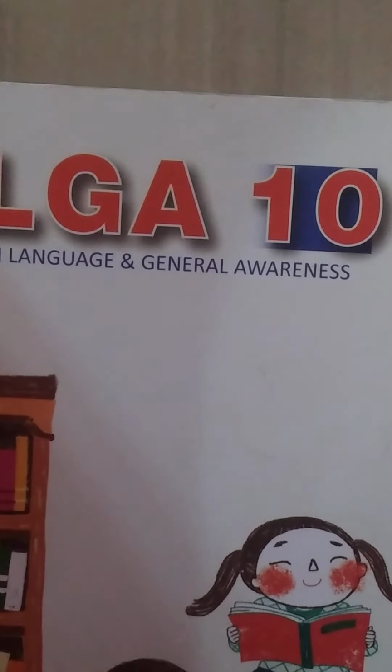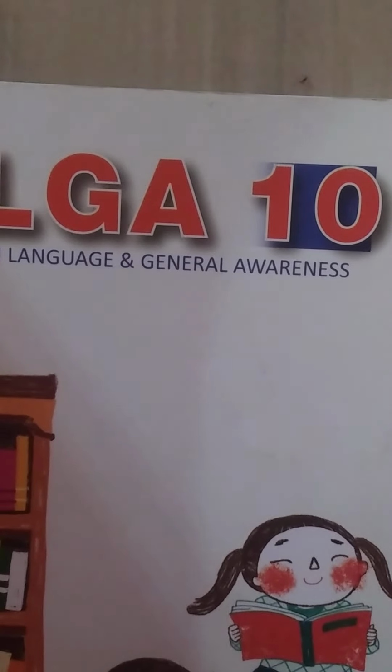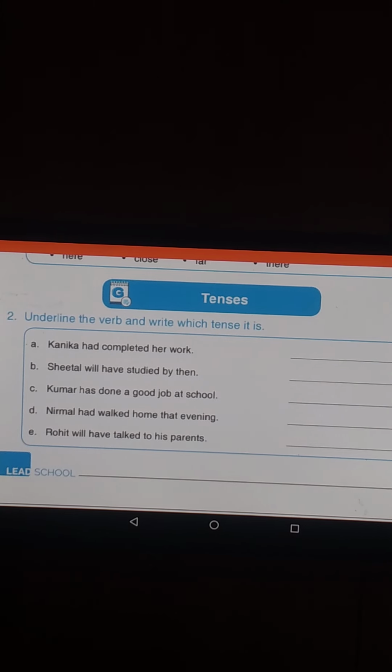In grammar we have learnt about tenses. So to practice some tenses exercises, I'll have you open worksheet number 16, look at question number 2. So this is worksheet number 16, tenses, Roman question number 2. Underline the verb and write which tense it is.